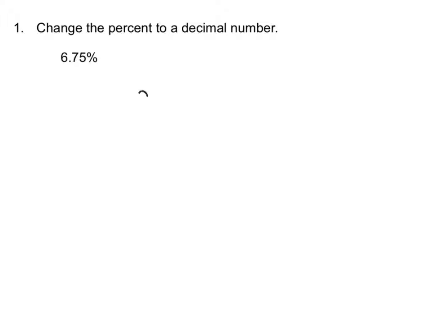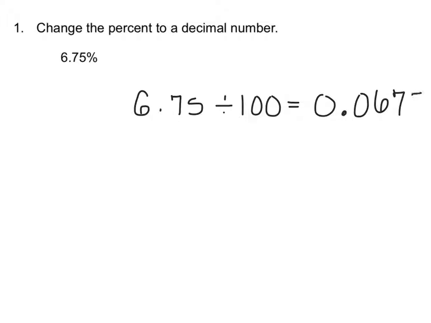Therefore, we'll take 6.75 and divide by 100 on our calculator. When we do this, we get a decimal of 0.0675. We can also change the percent to a decimal by moving the decimal point 2 places to the left.